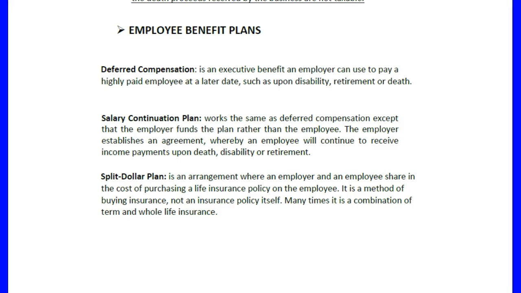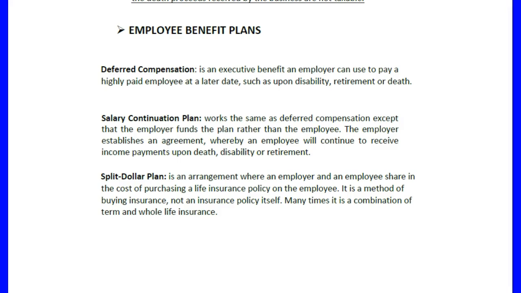The salary continuation plan works the same as deferred compensation, except the employer funds the plan rather than the employee. The employer establishes an agreement whereby an employee will continue to receive income payments upon death, disability, or retirement. So this is what I call the salary continuation plan. It works the same as deferred compensation.